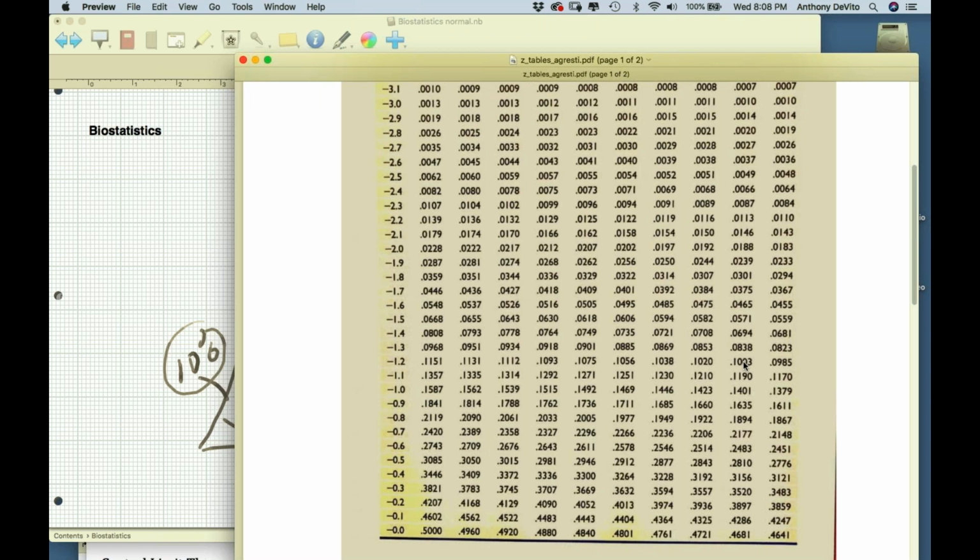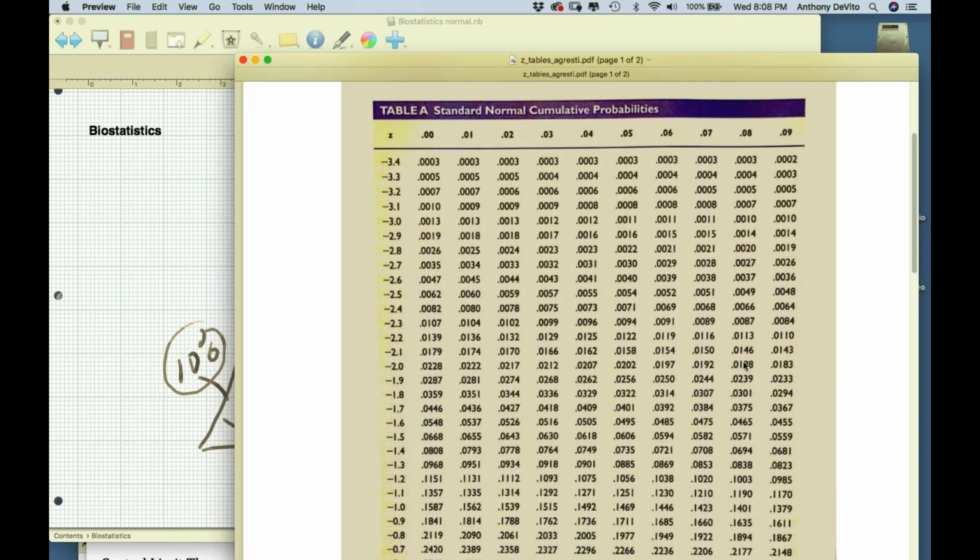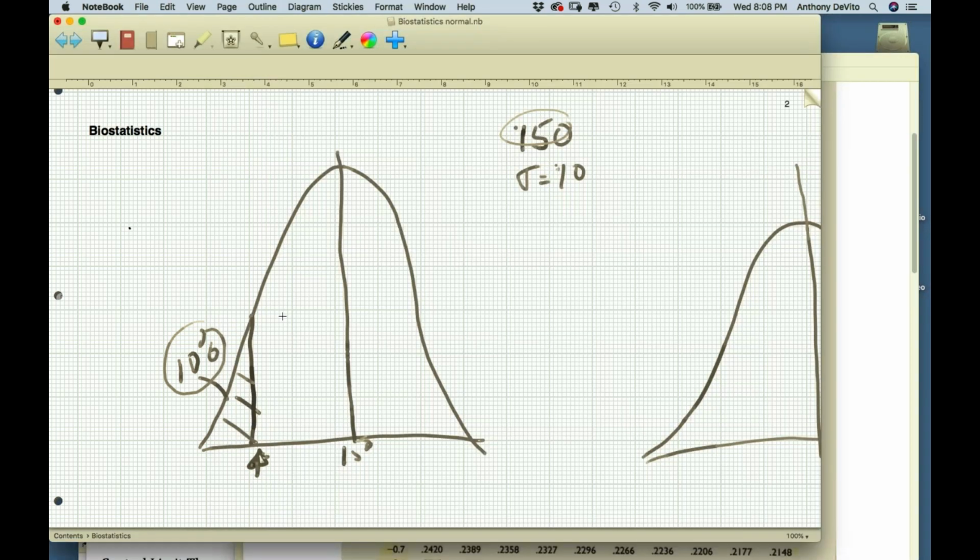It's negative 1.28. So the z-score for that value, 10% of the population, is negative 1.28, right? That's how many standard deviations below the mean that weight has to be in order for me to have 10% to the left of it, of this distribution. Well, that's great, but it doesn't tell me what weight that represents.